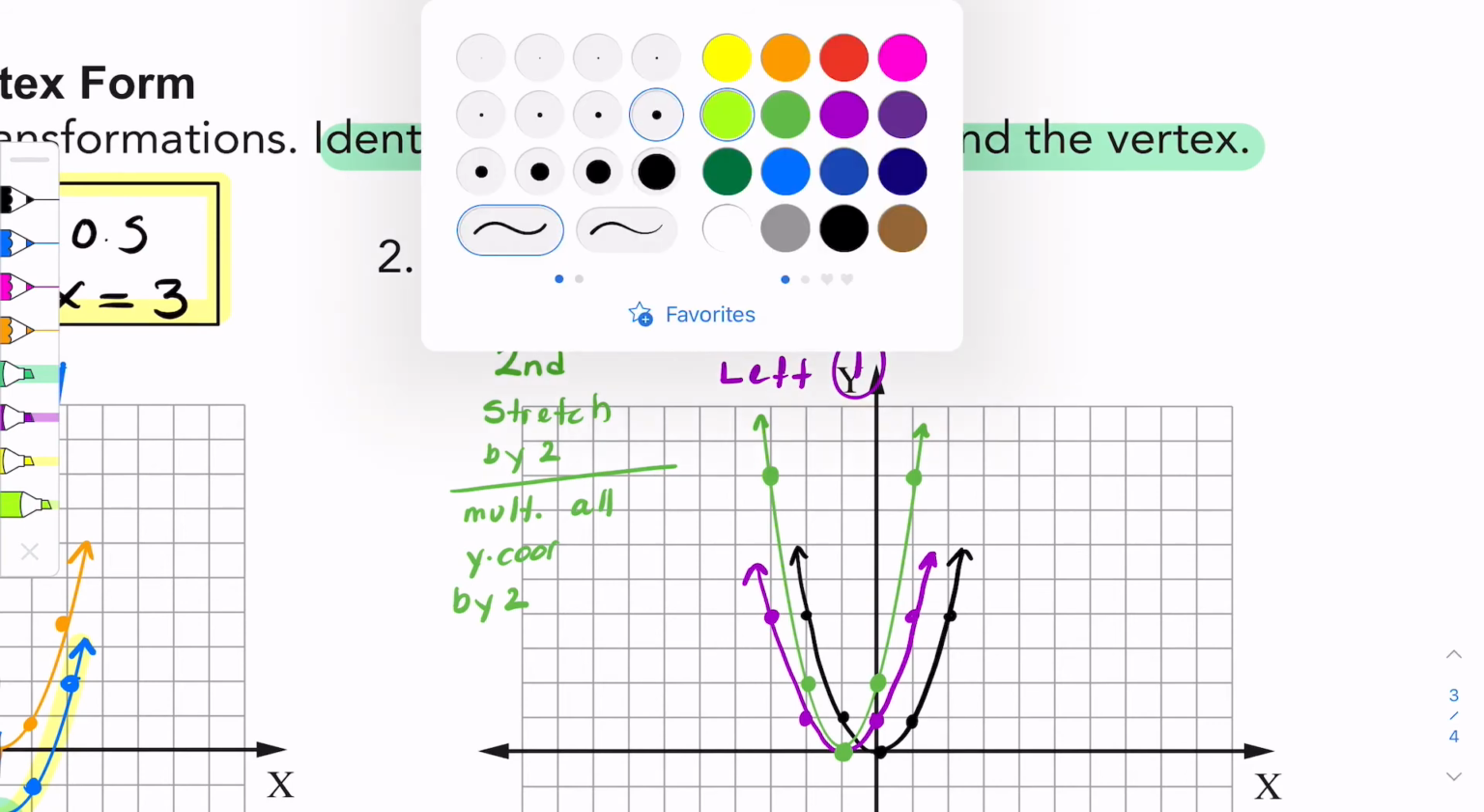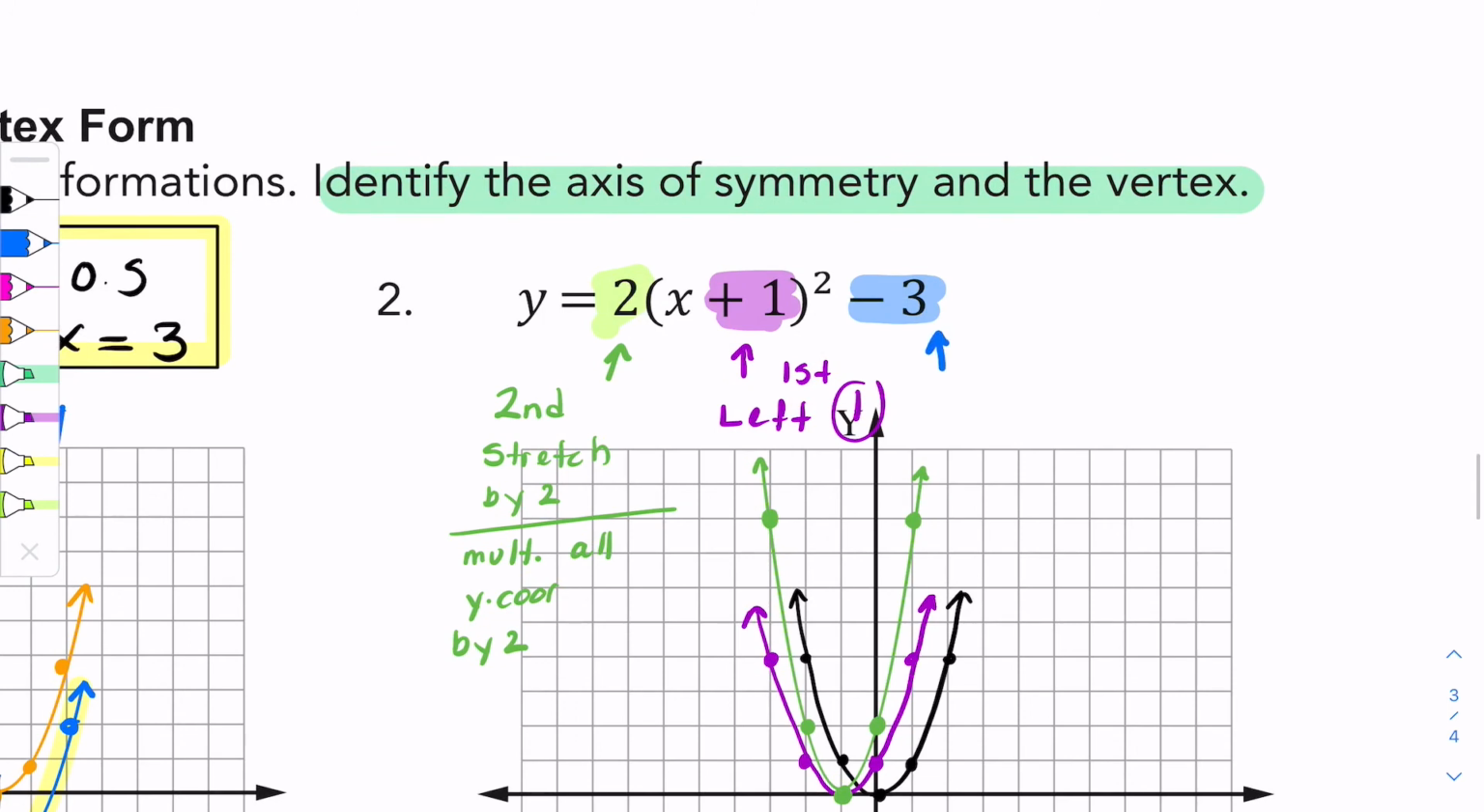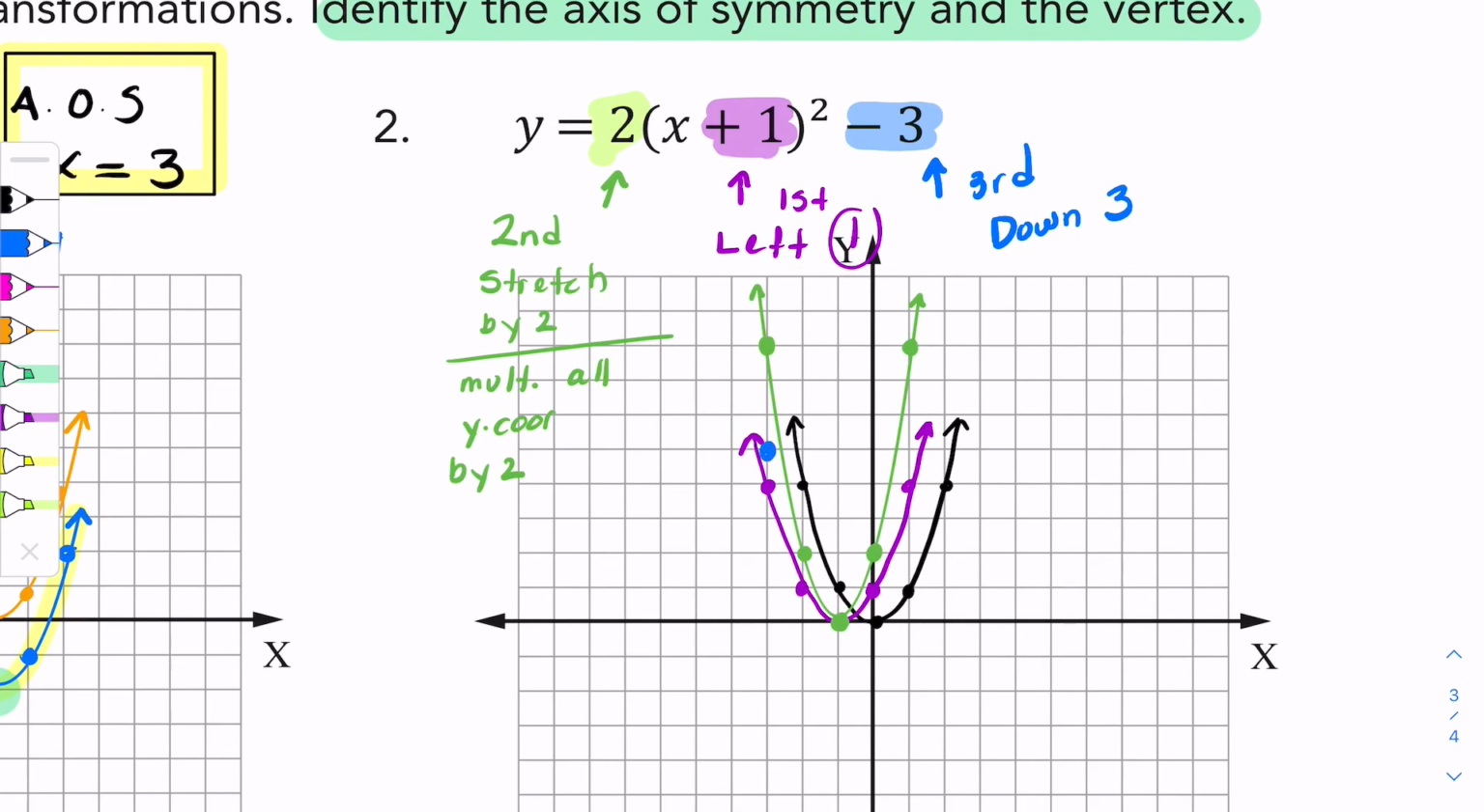And then lastly, we have a k value of negative 3. So the third step is to shift down 3. I take the green graph, that was the last one I used. I shift everything down 3 units. And that blue graph is my final answer. I'm actually going to erase everything else here because it looks a little congested.